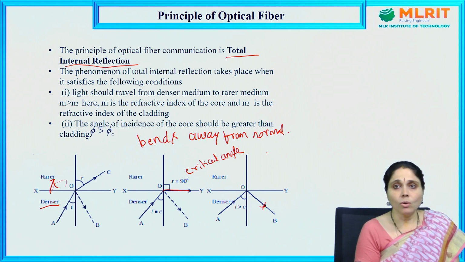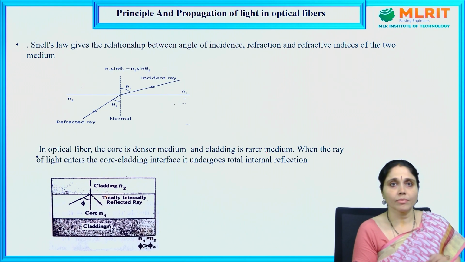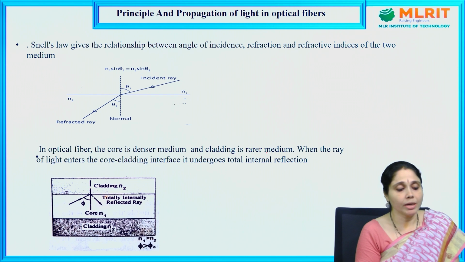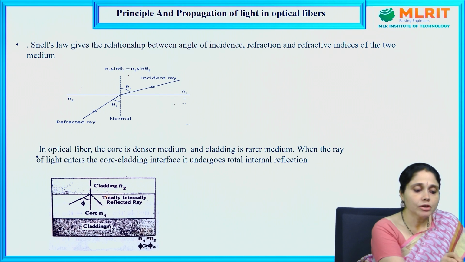Here, the refractive index of the core is greater than that of the cladding, so the light entering at the core-cladding interface will undergo total internal reflection within the optical fiber. Snell's law gives us the relationship between the angles of incidence and refraction and the refractive indices of the two media: N1 sin theta 1 is equal to N2 sin theta 2. This is the representation of Snell's law.